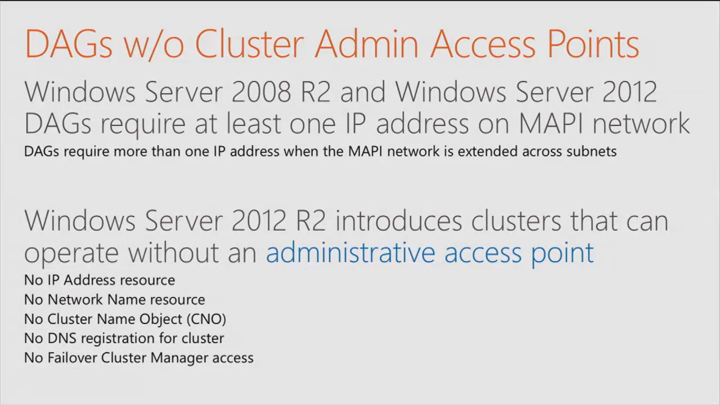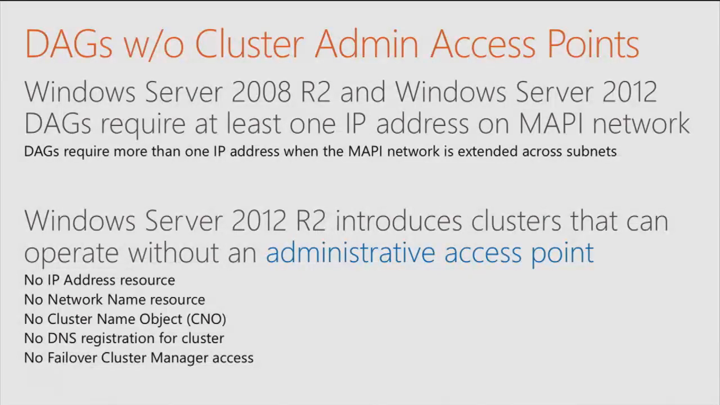Now, some folks have been confused about what a cluster admin access point means. Per the Windows failover clustering team themselves, they define the cluster admin access point as literally the cluster network name. So what we're talking about when we say no cluster admin access point is actually more than that. In the case of a DAG without a cluster admin access point, we're talking about things like no IP address resource, no network name resource, no cluster name object in Active Directory, no DNS registration for the cluster, and no failover cluster management tool as well.